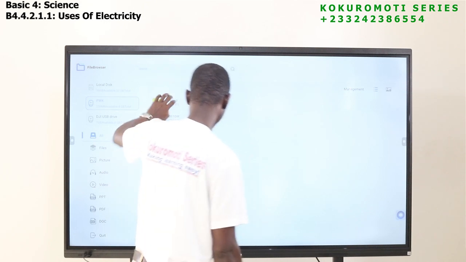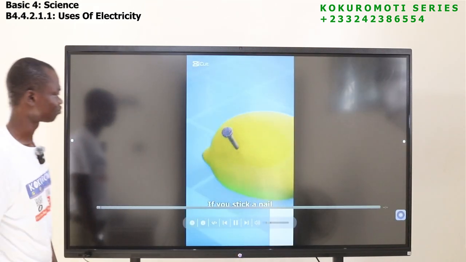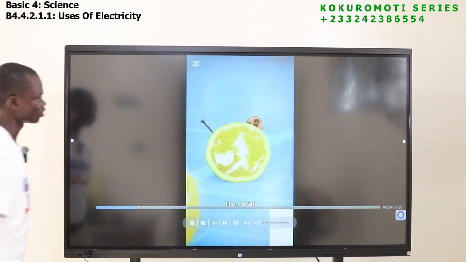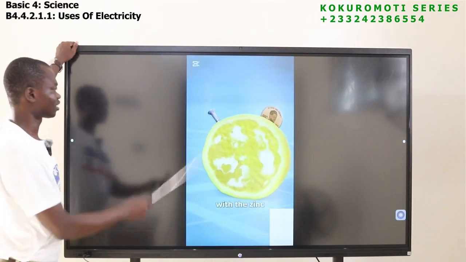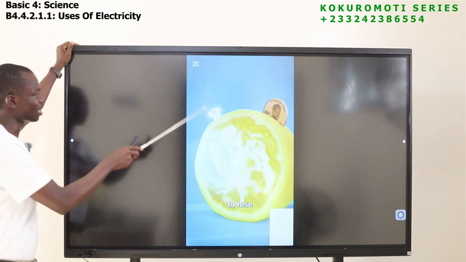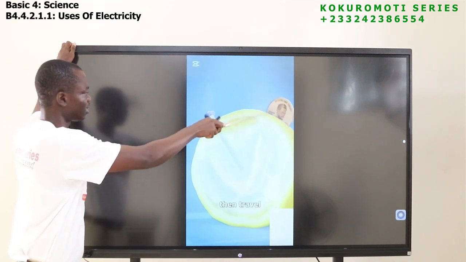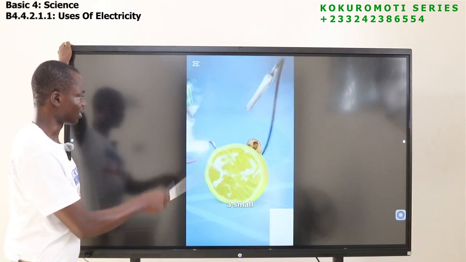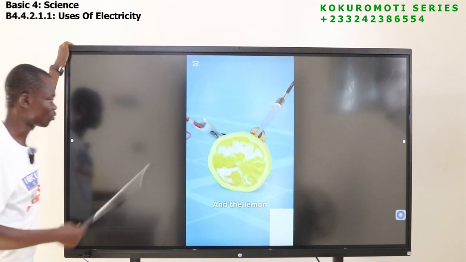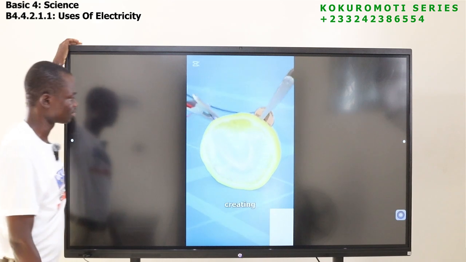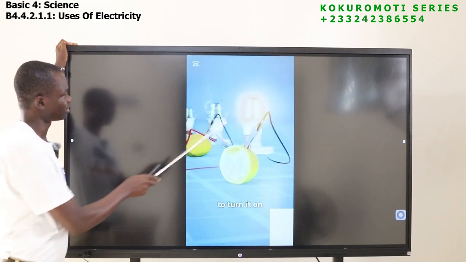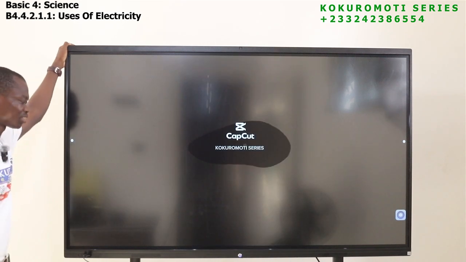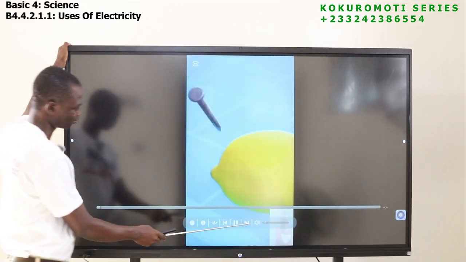So I'm going to show you 3 different videos. This is the first one. If you stick a nail into a lemon and a penny into the... So you see, this is the lemon, and then we have a nail here, and then we have a coin here. So if you have 3 lemons and you do it like this, and you connect them with wires, let's look at it. Have you seen the bulbs? The bulbs are producing light. Let's look at the next one.